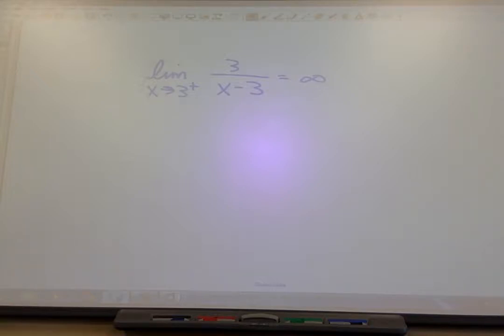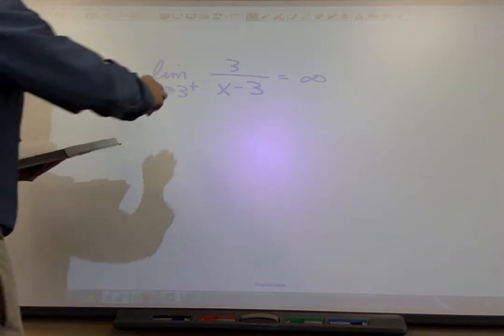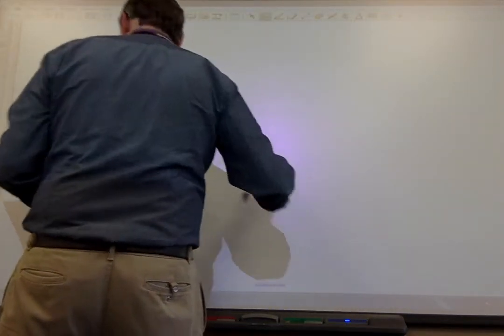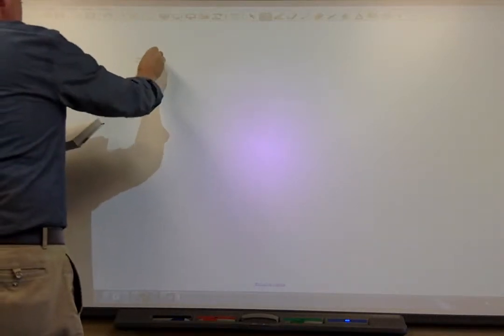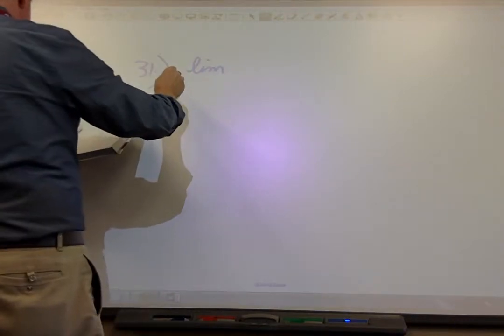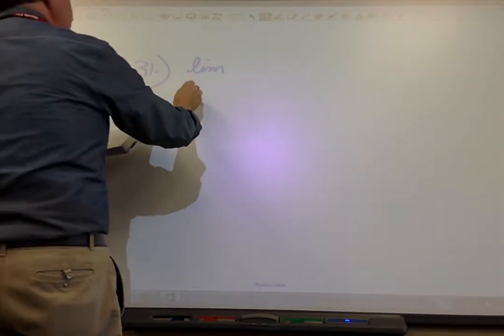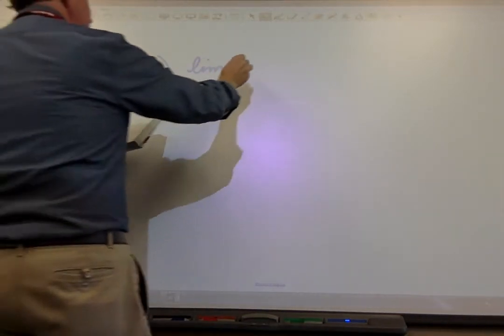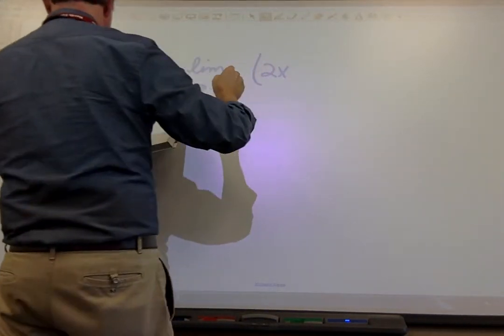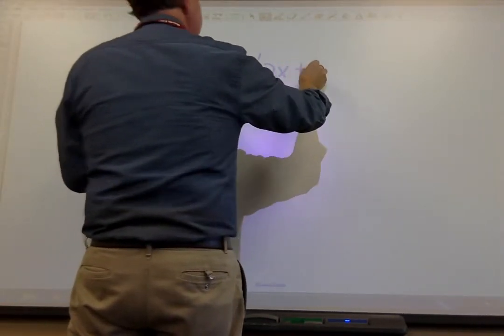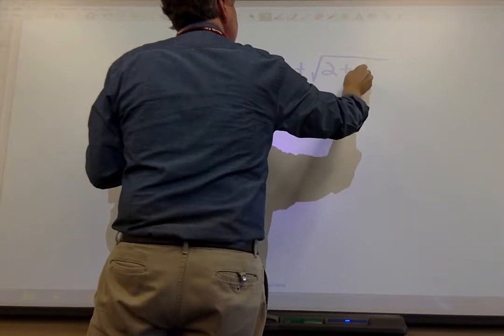31, and what page was it? Okay. Let's see. They say, what's the limit as x approaches negative 2 from the right of 2x plus the square root of 2 plus x.